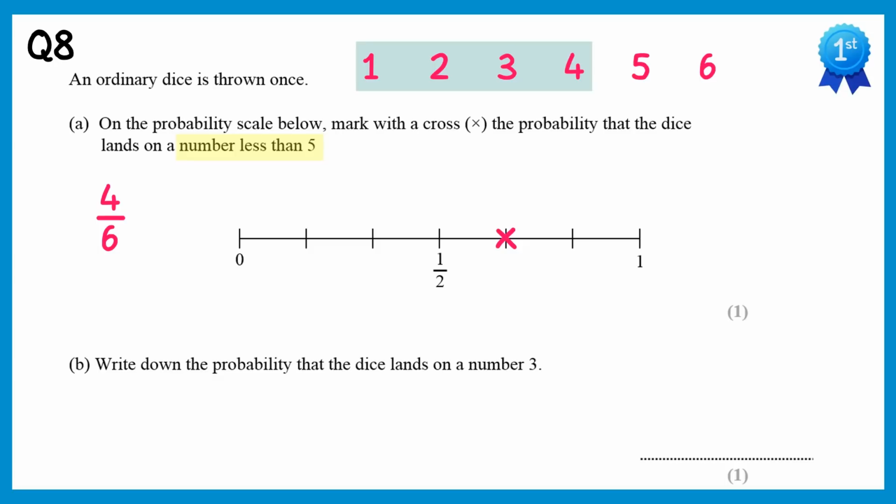For part B, we want the probability the dice lands on a number 3. Well, there's only one 3 on a dice, and there are 6 numbers altogether, so it's 1 over 6.